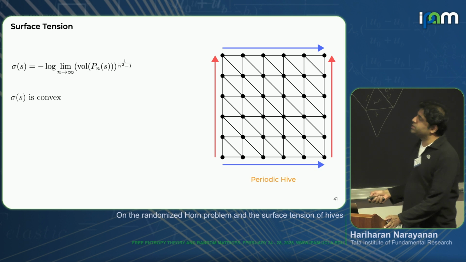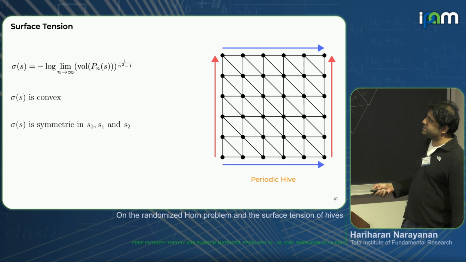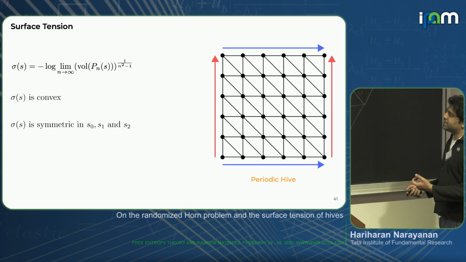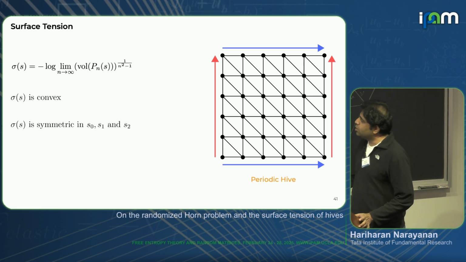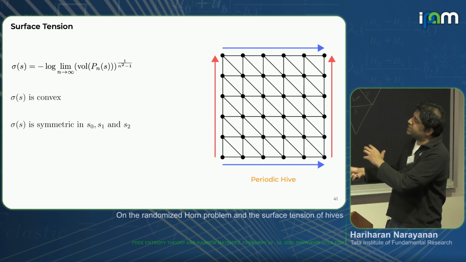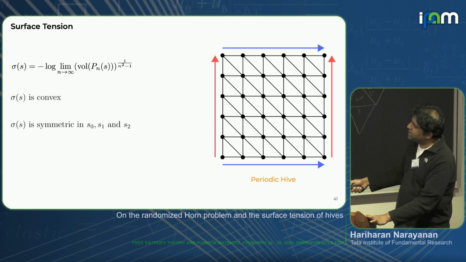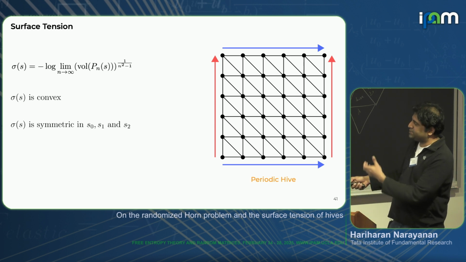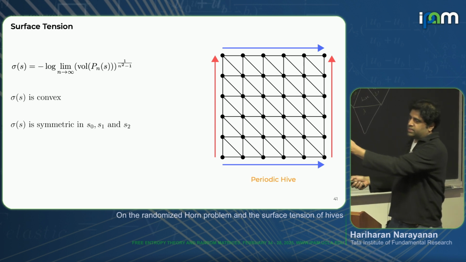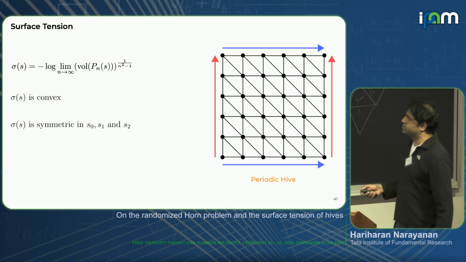So firstly, one can show using Brunn-Minkowski that sigma of s is convex. The negative log is convex. Secondly, one can show that it is symmetric in S0, S1, and S2 by the fact that although in this picture the torus is drawn in this way, there is a way of deforming this torus while not really changing the picture, where you shear this triangle and place it down here like this, and you get this parallelogram, and that's also actually exactly the same thing. So it's S0, S1, and S2 is the same as when you permute the S0, S1, and S2.